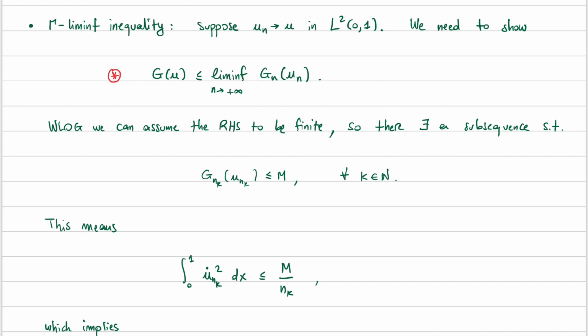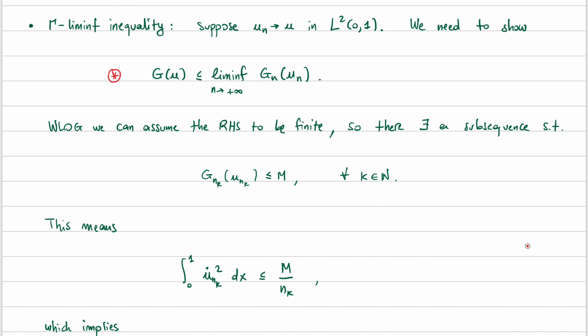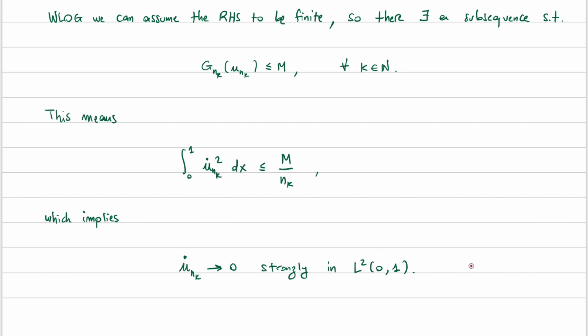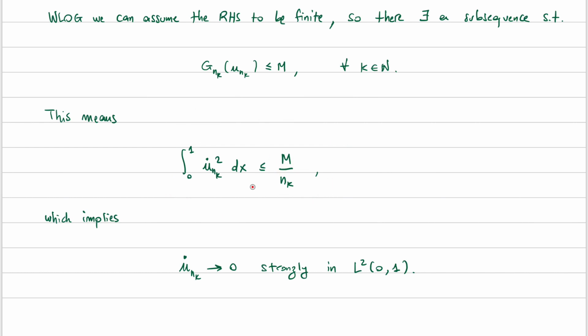first of all, it means that u_nk belongs to C1. And second of all, it means that the derivative is less or equal than M over nk, because remember Gn of un, if un is C1, is just equal to this guy here. Okay, but then this is telling you that u_nk dot is converging to 0 strongly in L2 of (0,1), because nk tends to plus infinity as k goes to plus infinity, this being a subsequence.